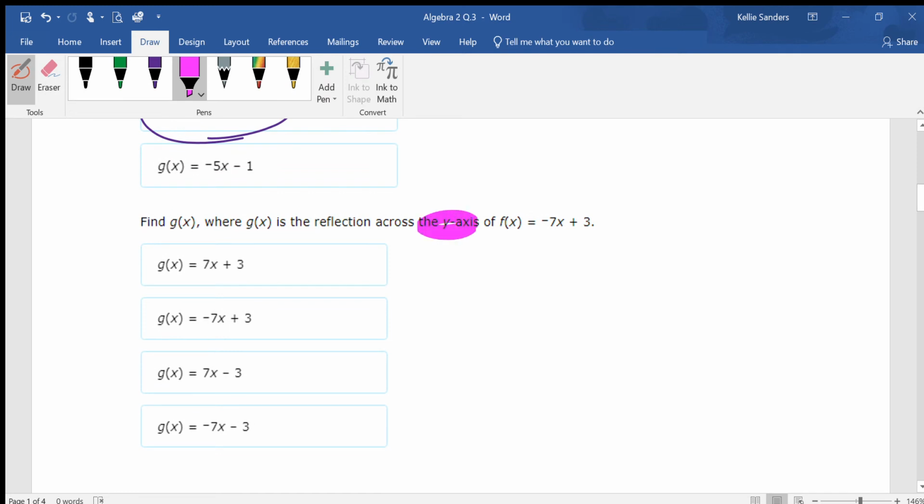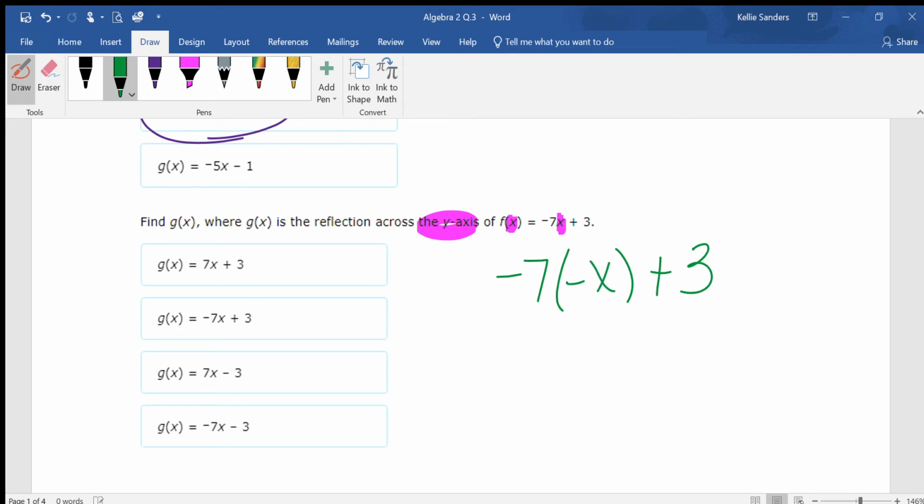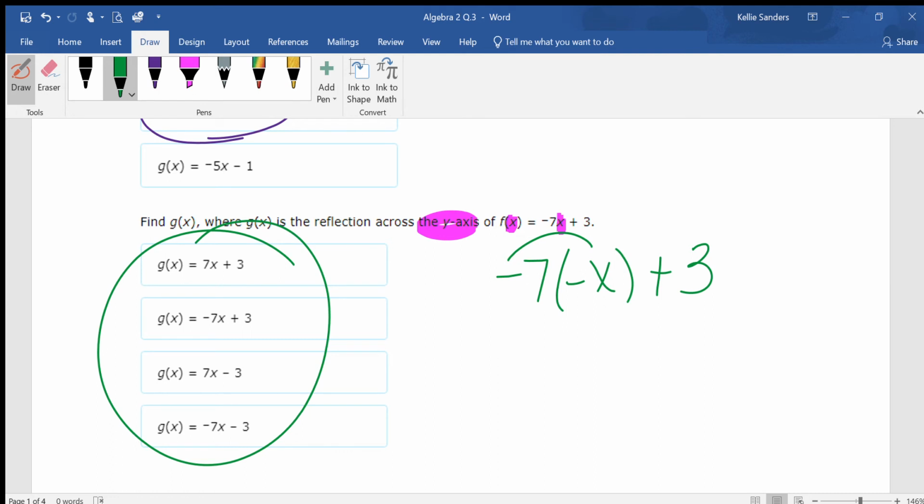Now we're going to reflect about the y. If we're reflecting about the y, then the only thing that changes is the x. So watch what happens if I put, so here's your x. I'm going to make it negative, but there's no parentheses over here, so I would multiply here, and a negative 7 times a negative x is positive 7x, but the 3 stays positive. So that would be our answer.